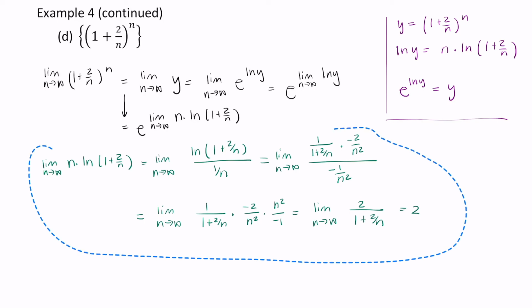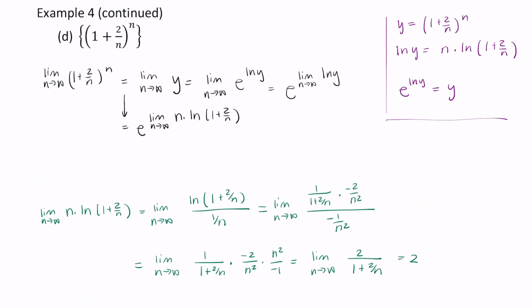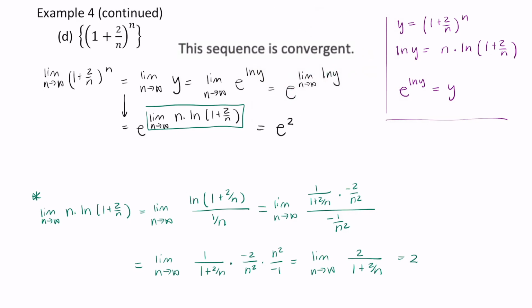Now that we have this limit completed, I'm going to scooch this work down and replace this portion here with the value of the limit we computed below. So this just becomes e squared. This tells me that not only is this sequence convergent, but its limit is e squared.